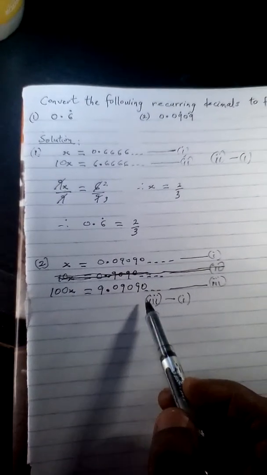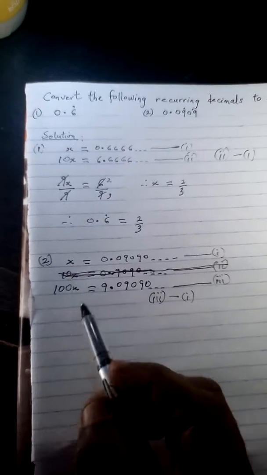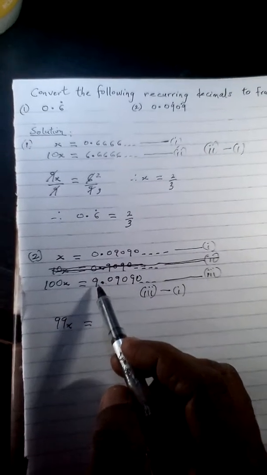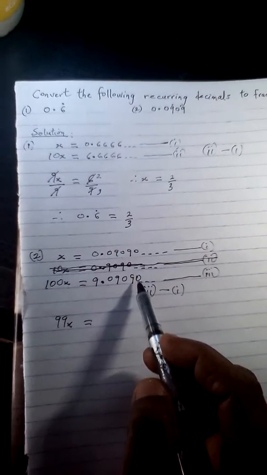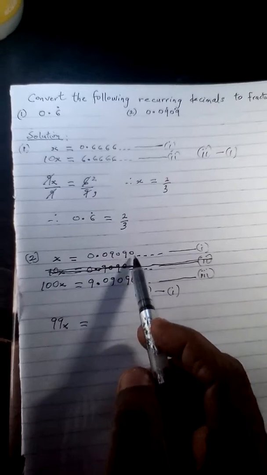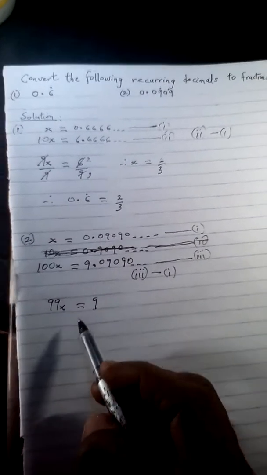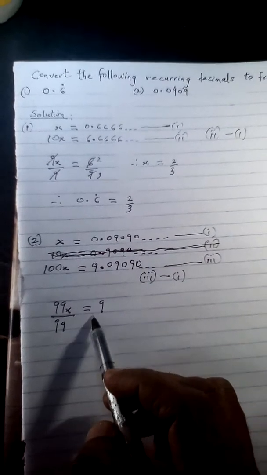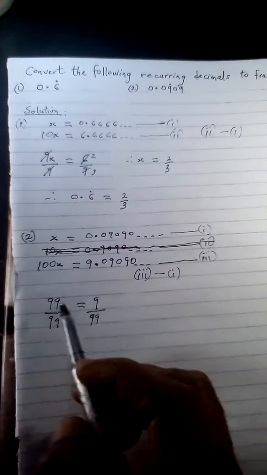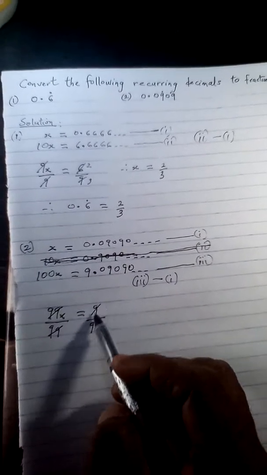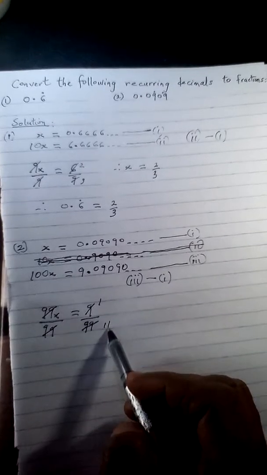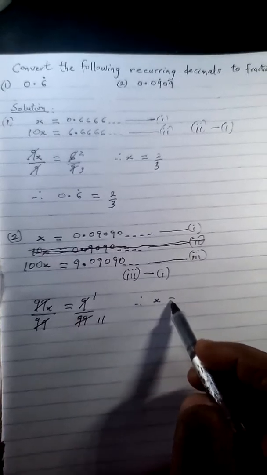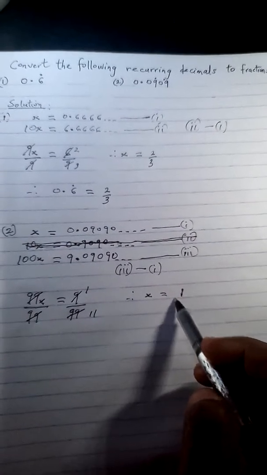Now we subtract equation 1 from equation 3. So doing that, 100x minus x, so we have 99x, then 9.09090 minus 0.09090. That will give us 9. So from here we divide both sides by 99 in order to make x the subject. 99 will cancel 99. 9 times 1, 9 times 11. So therefore x is equal to 1 over 11.